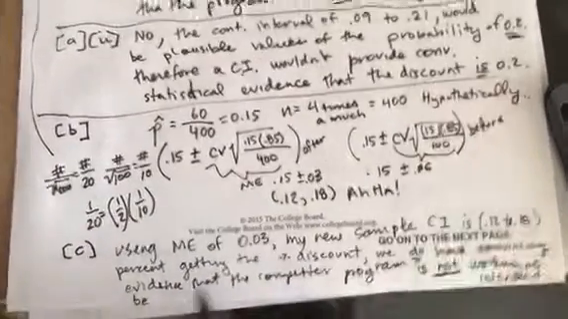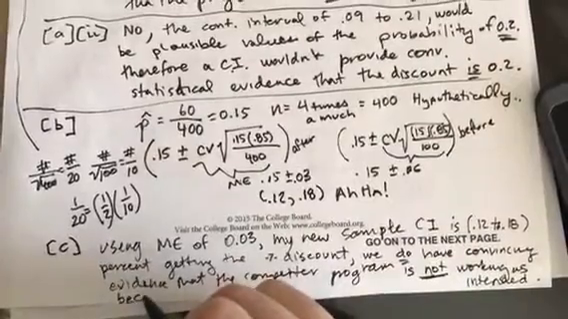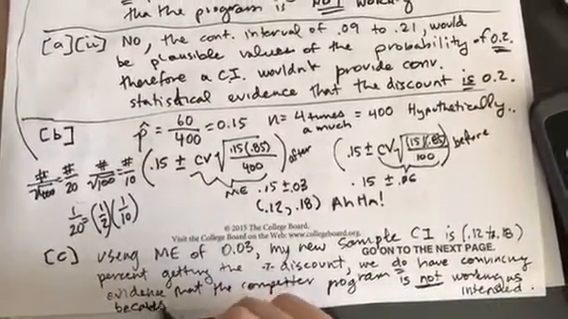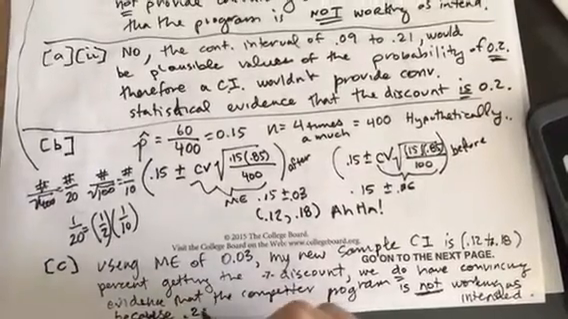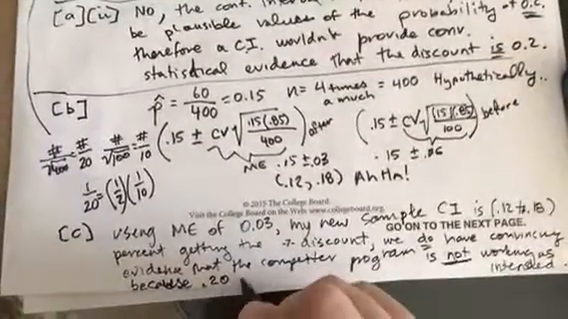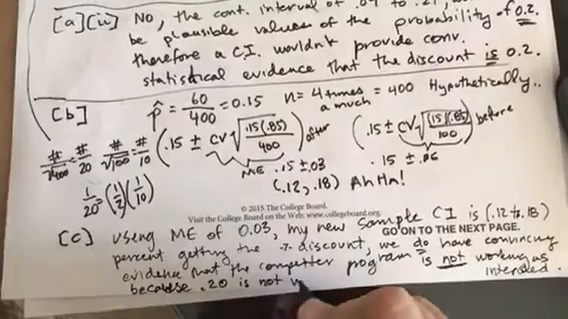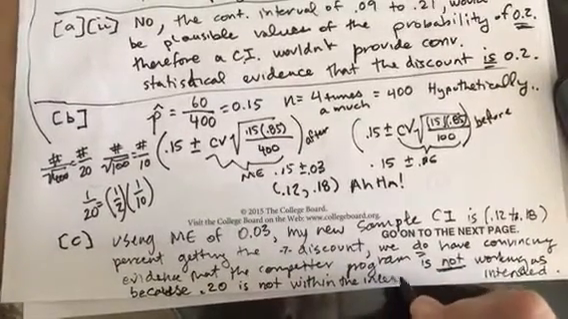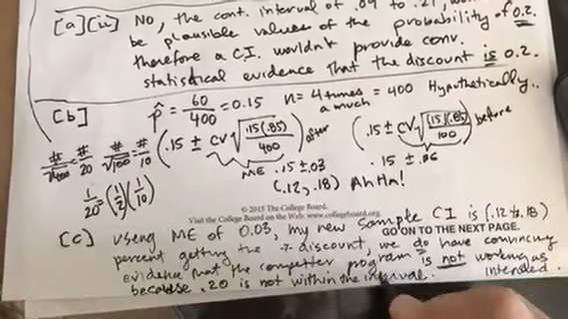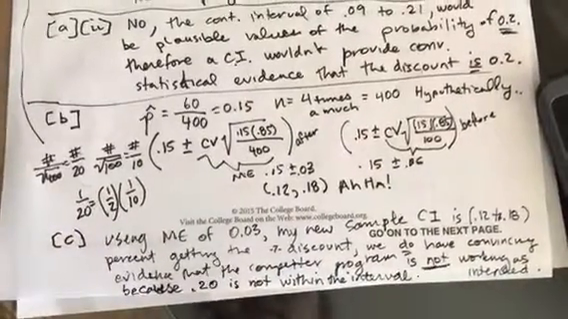Because, I got to get my because in there, I'm running out of room, but because 0.20 is not within the interval. Bam! Great job.